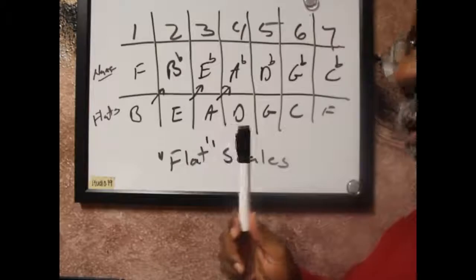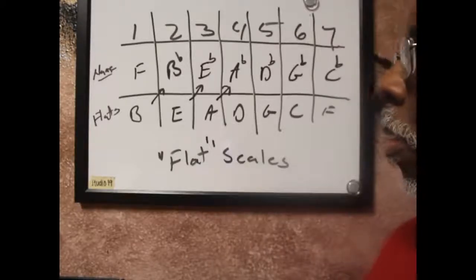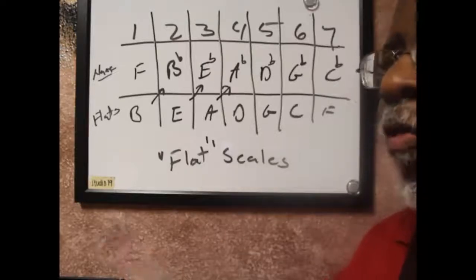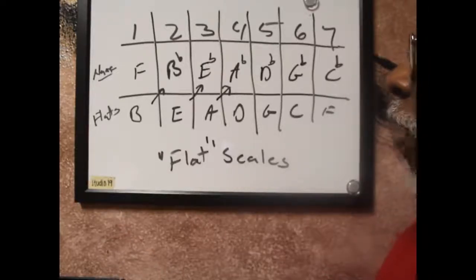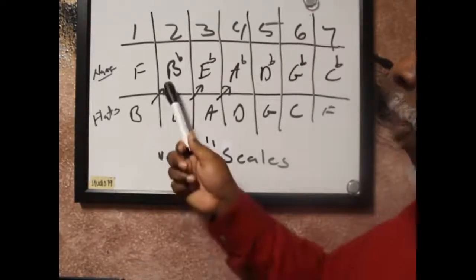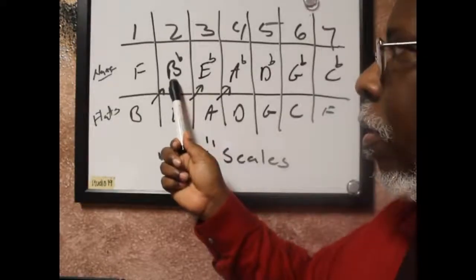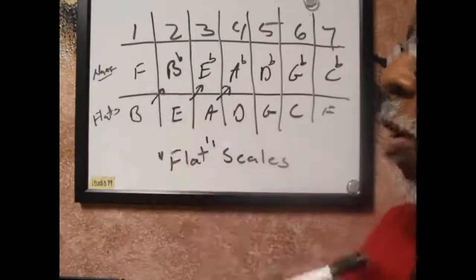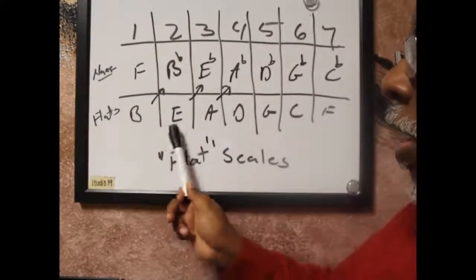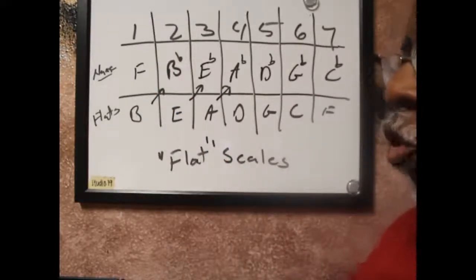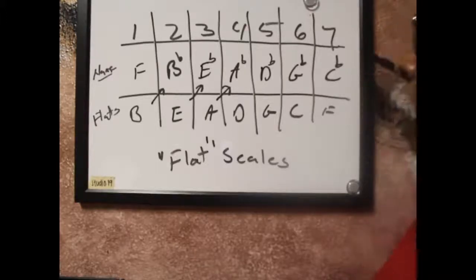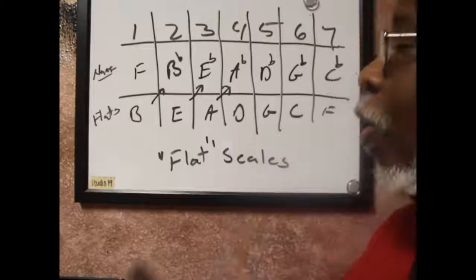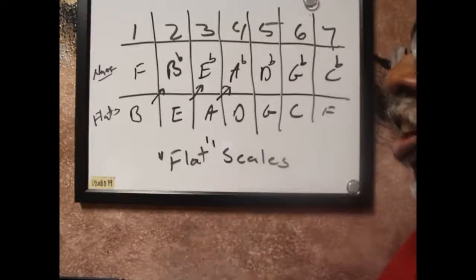How many flats does the B flat scale have? And what are those flats? Well, let's find the B flats. There's your B flat scale. How many flats does it have? 2. And what are those flats? B flat and E flat. Let's do one with a bigger number. I'm switching it up on you. What scale has 6 flats?